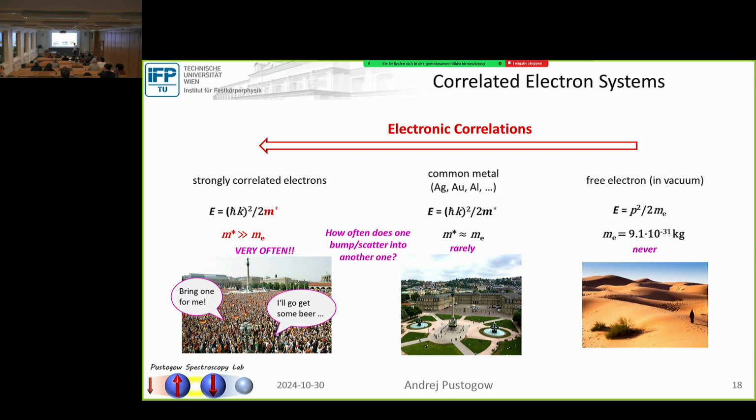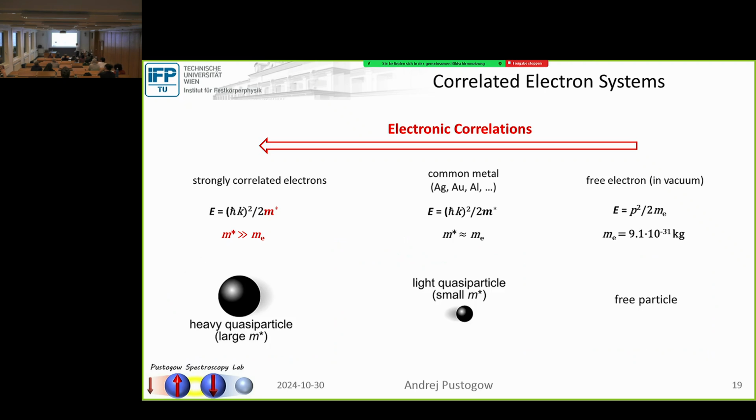And the question is, how often do they scatter? Here they never scatter, here they rarely scatter with each other, and here they scatter with each other almost at every lattice site. So this is a very dominant interaction. Just as an illustration, here you have a quasi-particle which is light, and here it is heavy because it is not moving alone, but it is kind of pulling behind all the other electrons it is interacting with.